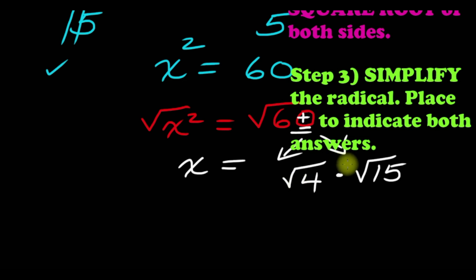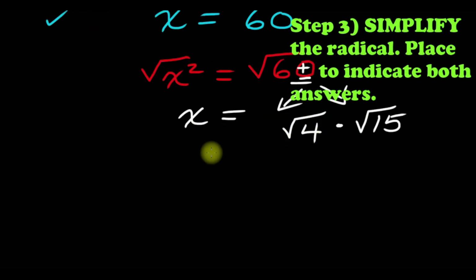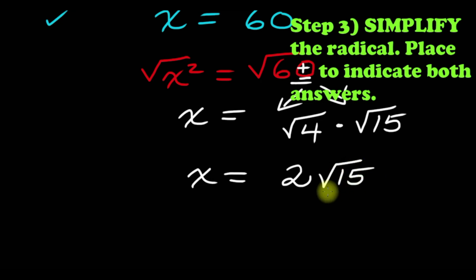Okay, that would be step 3. Sorry, step 3 is to simplify the radical, and that's what we just did. And then we have to indicate the plus or minus at the end. So right now we're in the process of simplifying the radical. We broke down 60 using 4 and 15. So the square root of 4 is 2, and the square root of 15 stays the same. We just leave that alone.